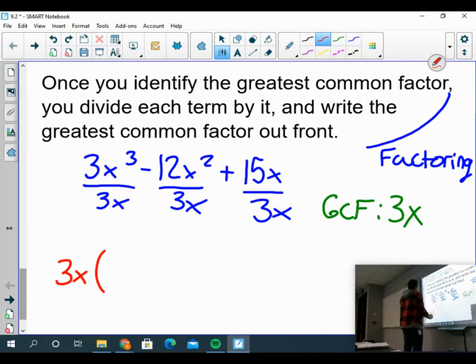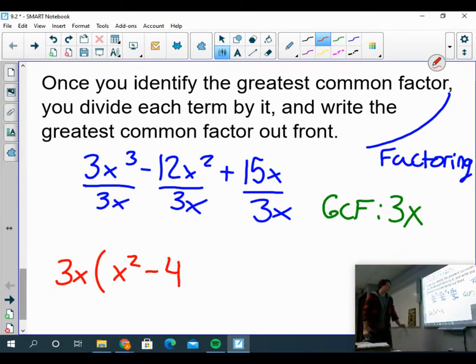X cubed divided by x. Like bases divided by each other, subtract the exponents. 3 minus 1 is 2. So I have x squared. Negative 12 divided by 3 is 4. X squared divided by x is just going to be x. Again, 2 minus 1 is just 1.